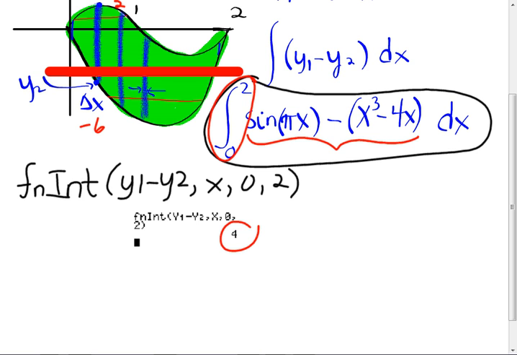You can do this without a calculator. So I want this area. So let's look at it on our graphing calculator, because some of you like to see it.